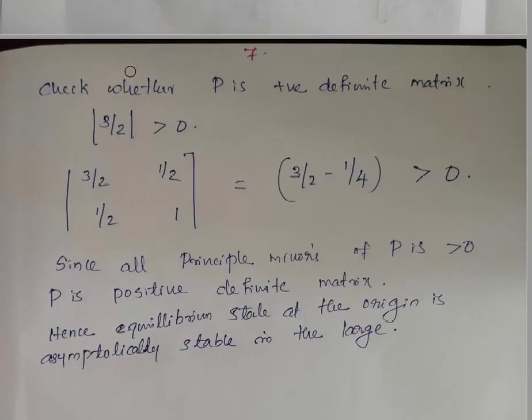So for checking, we take all the principal minors, like 3 by 2 is greater than 0. Then take the determinant of the matrix, this is also greater than 0. Since all the principal minors are greater than 0, P is a positive definite matrix. And we can say that the equilibrium state at the origin is asymptotically stable in the large. In a linear time invariant system, when the equilibrium state is asymptotically stable, we can say that it is asymptotically stable in the large.